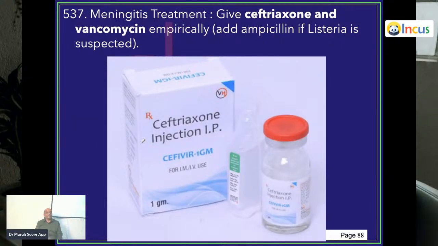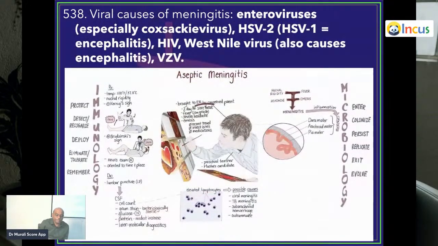So how do you treat meningitis, doctor? Empirical treatment. Anybody who has meningitis, you give? Ceftriaxone and vancomycin. If you are suspecting a newborn baby, listeria, or above 60, listeria. Listeria highly responsive to ampicillin therapy. So add ampicillin if listeria is suspected. Otherwise, empirical treatment of all meningitis would be ceftriaxone and vancomycin while you are waiting for the culture report.